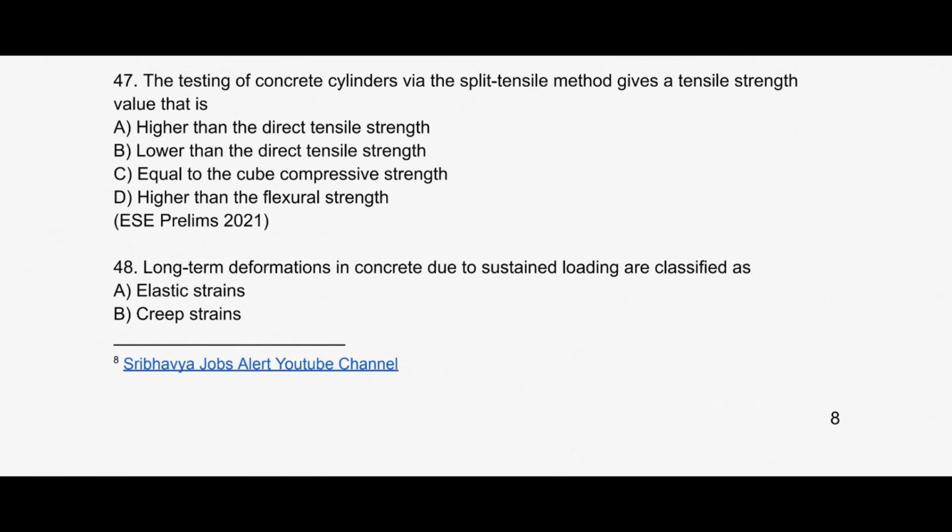47th question. The testing of concrete cylinders via split tensile method gives a tensile strength value that is higher than the direct tensile strength, lower than the direct tensile strength, equal to the cube compressive strength, higher than the flexural strength. So the answer is option A, higher than the direct tensile strength. In the split tensile method, we get higher values than the direct tensile strength.